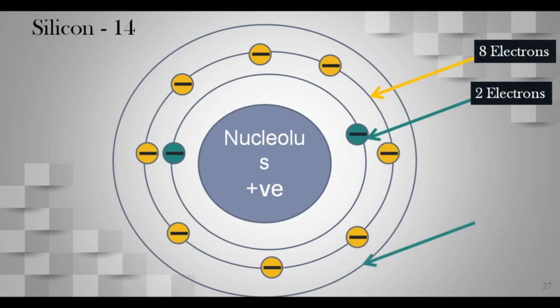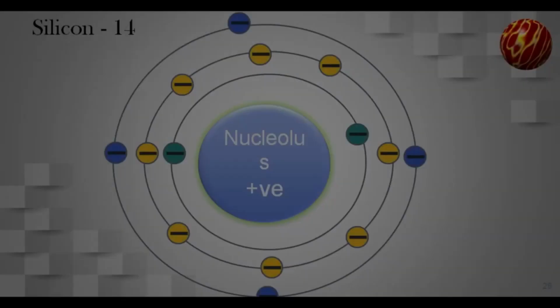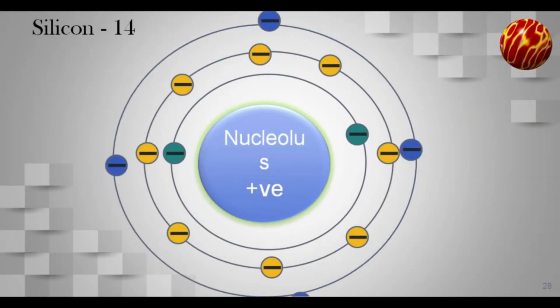And what are the remaining? There are 4 electrons. So 2 we consumed in band 1, 8 we consumed in band 2 or shell 2. So total 10. Remaining 4 remain in the outermost shell. So outermost shell is also called valence shell or valence band. In silicon as well as germanium, the outermost electron number is 4. So that is something very important in terms of silicon.